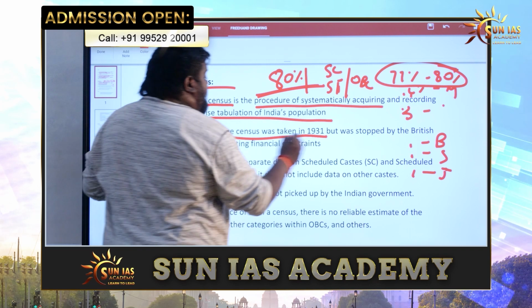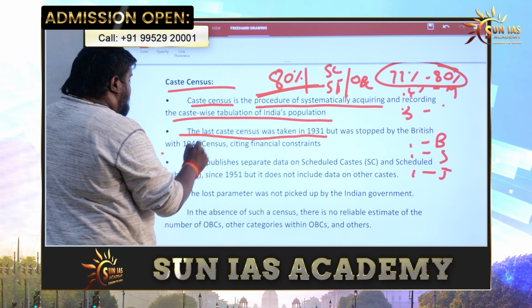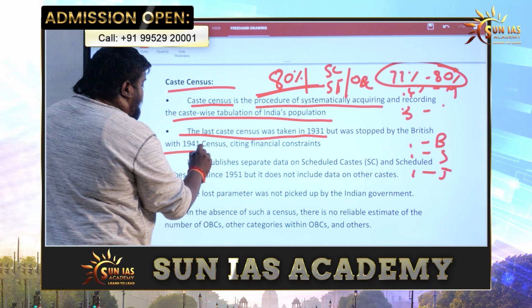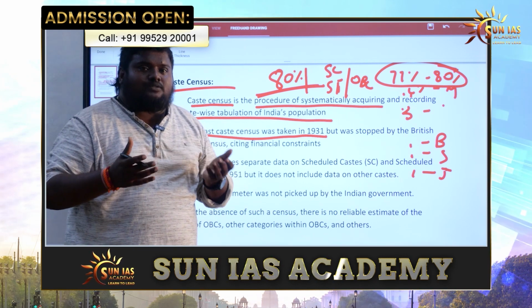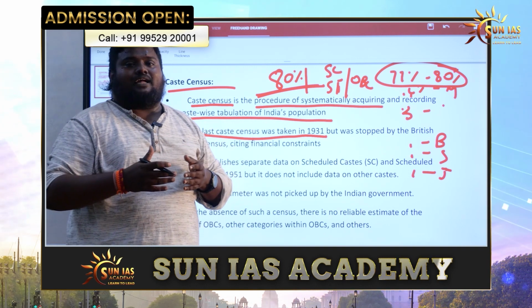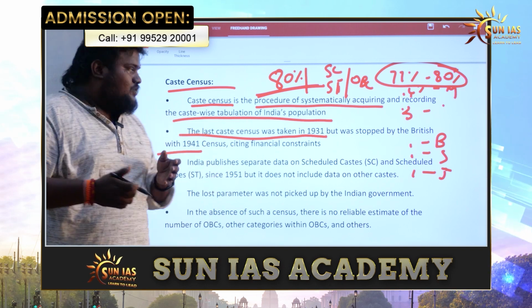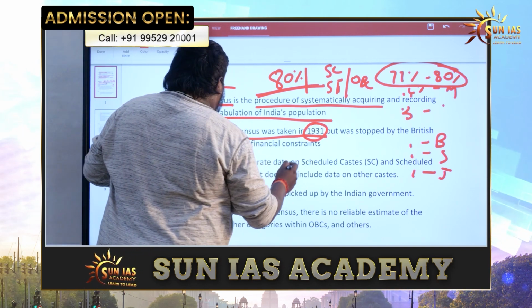But the British stopped it in 1941. Every ten years we had the caste census, from 1881. But in 1941 the British stopped it because of their financial constraints, because they didn't have money at that time. That was also one of the reasons they left India in 1947. So the last caste census was in 1931.